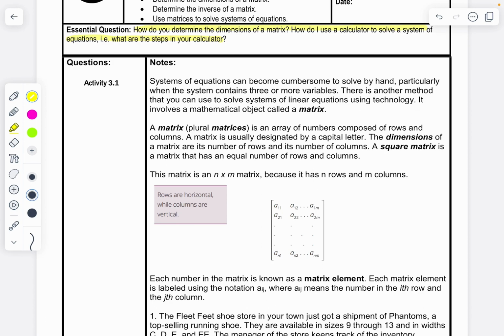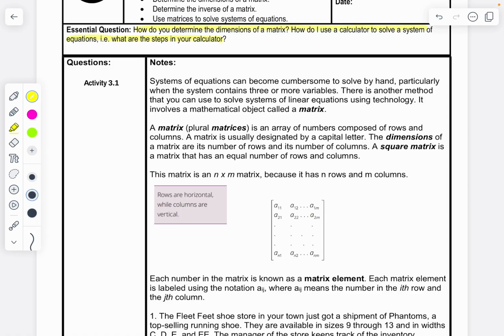A matrix, or matrices, is an array of numbers composed of rows and columns. A matrix is usually designated by a capital letter. The dimensions of a matrix are its number of rows by its number of columns, and a square matrix has the same number of rows as columns.